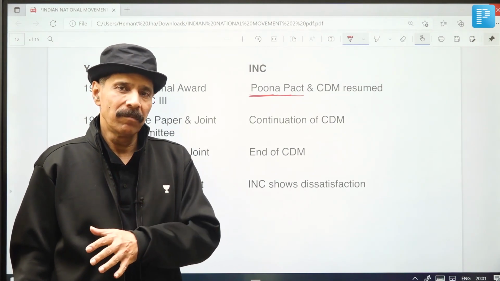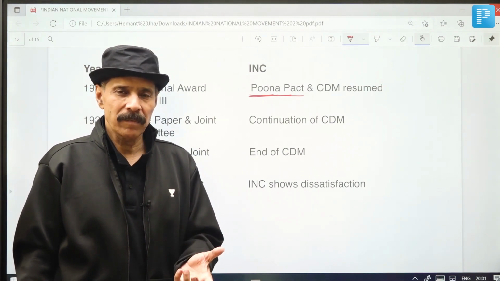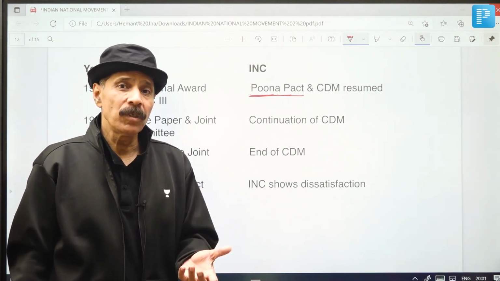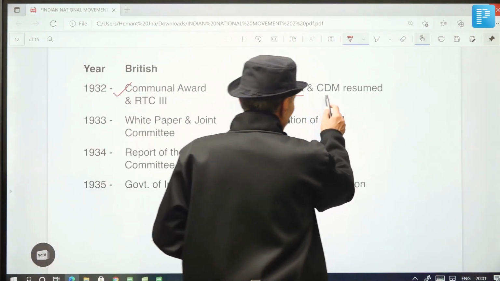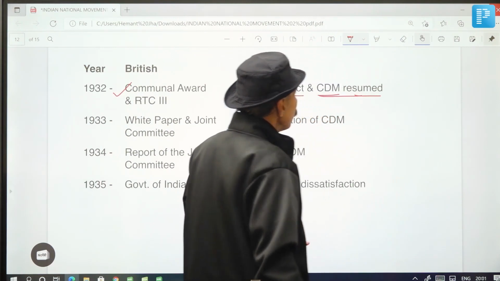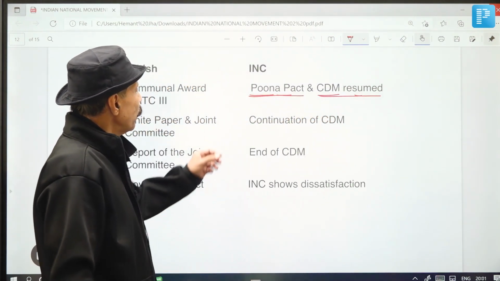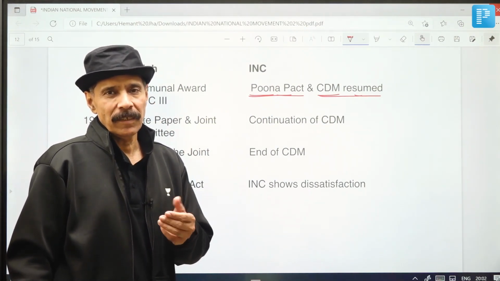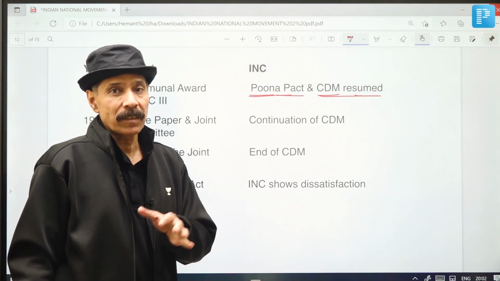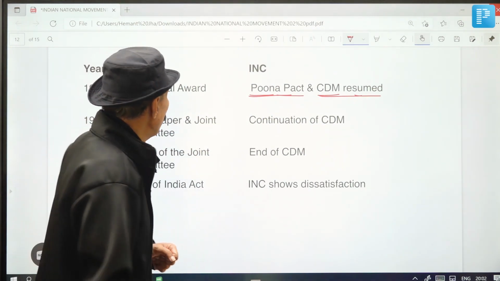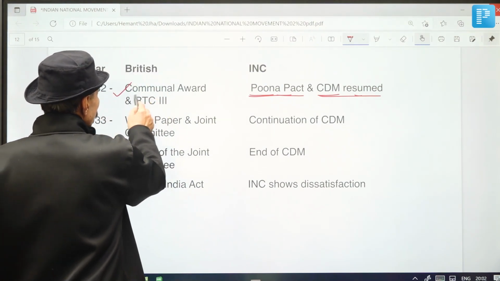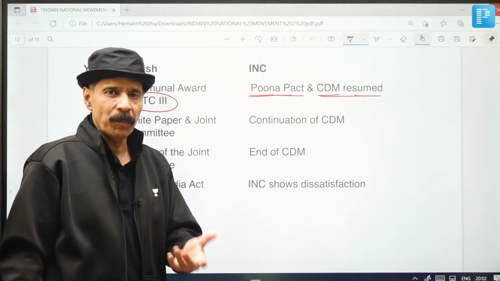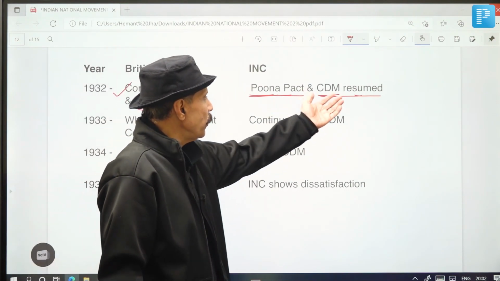After Gandhiji came back empty-handed, he considered Round Table Conference 2 unproductive and resumed civil disobedience movement. So CDM resumed in the beginning of 1932, that is January 1932. He came back in December 1931. And in 1932, the third round table conference was also convened, in which Congress did not participate. Now Congress was again involved in civil disobedience movement.